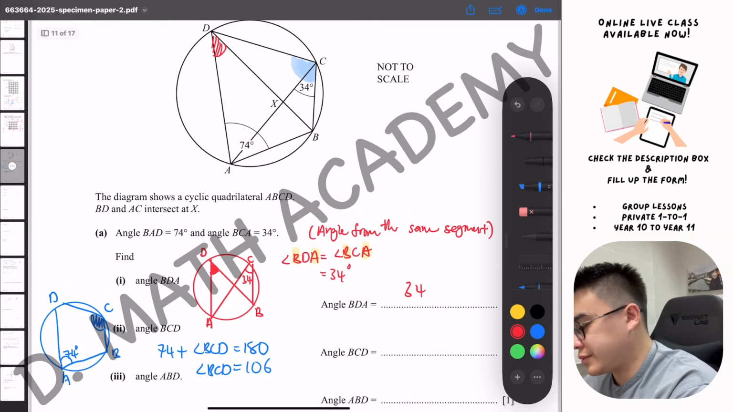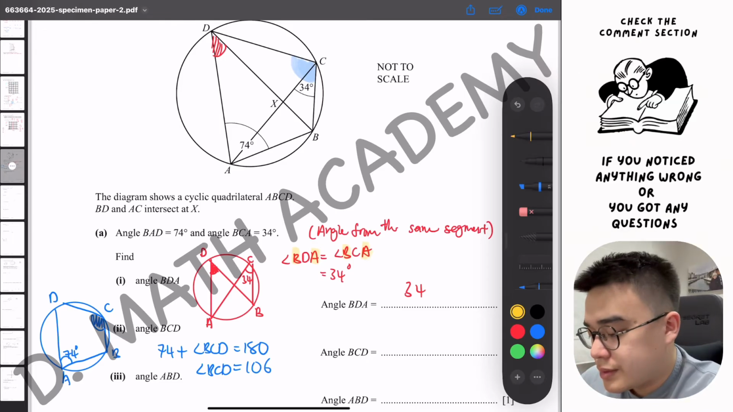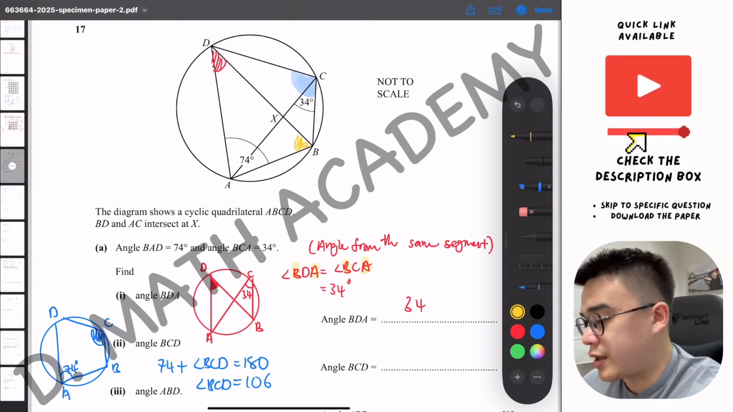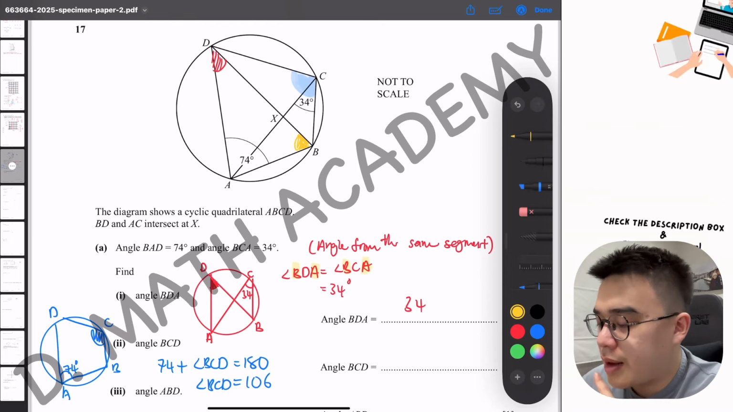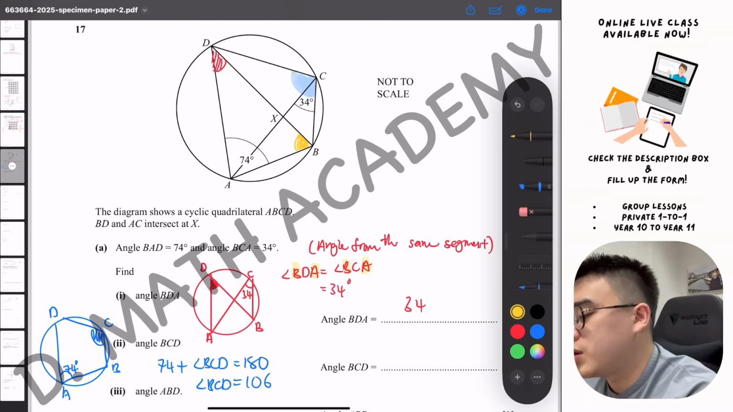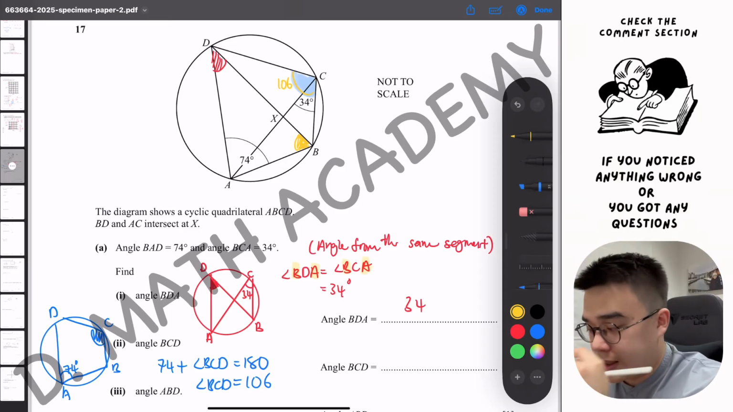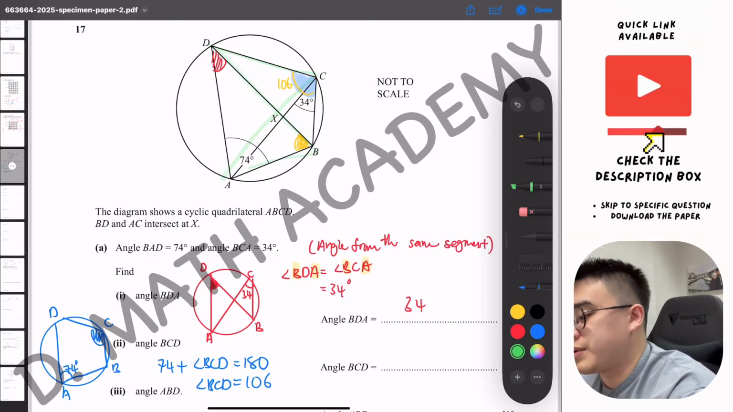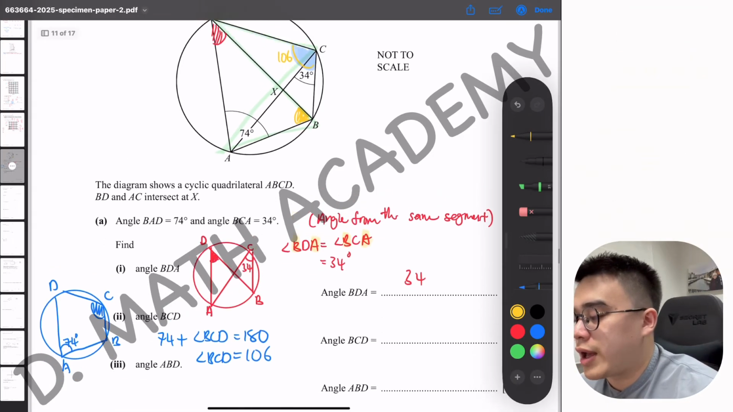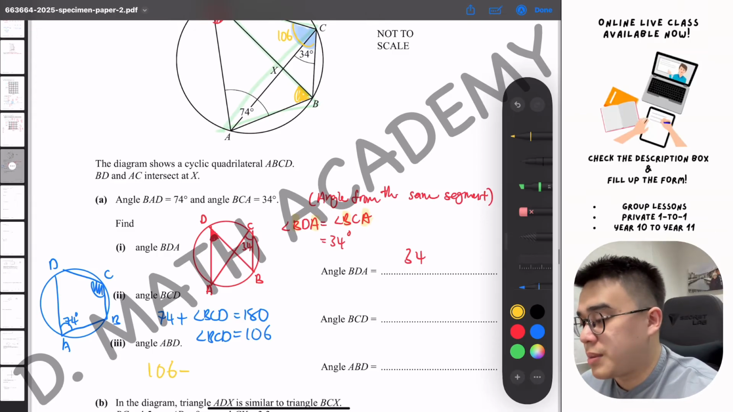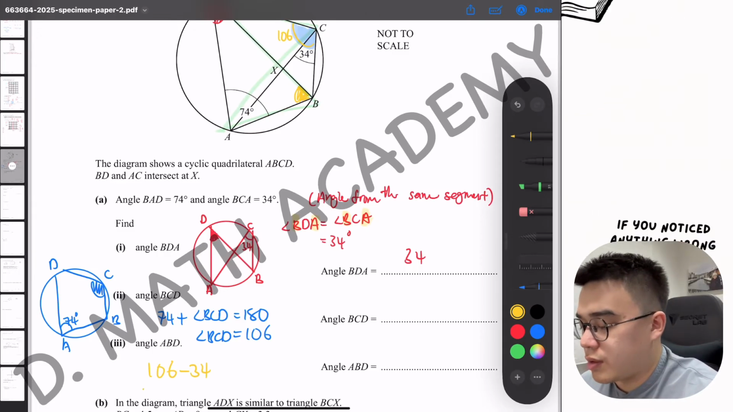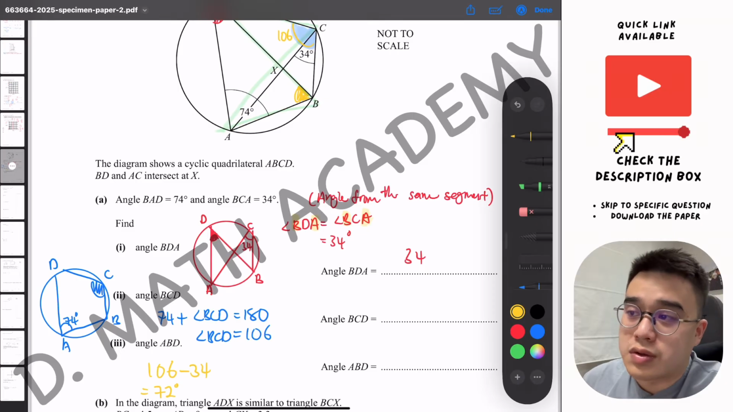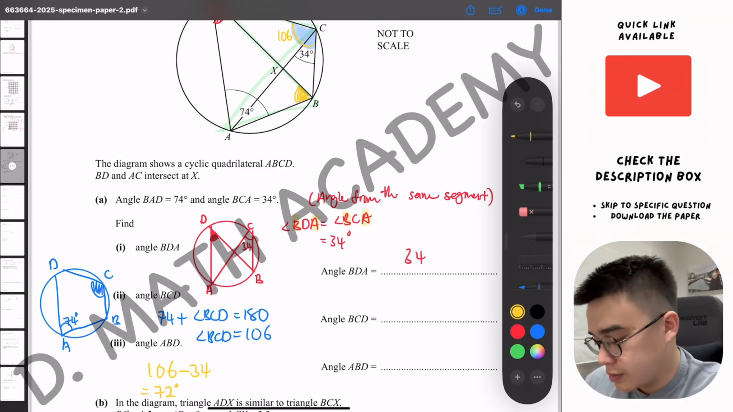Next, they wanted us to calculate ABD, which is this angle over here. That can be done since we already know this whole thing was 106. This is the good part. If you can dissect the question segment by segment, you will know that to find the yellow angle, all you need was 106 minus 34. And you will get your final answer as 72. Yeah, 72 is your final answer for this question.